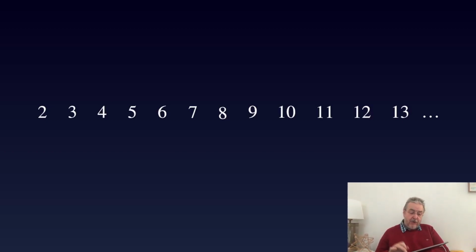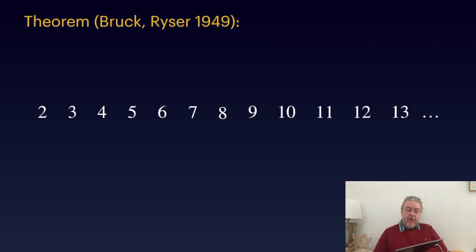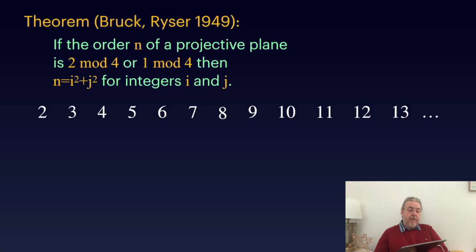Before I do that, I want to quote a really famous theorem of two people, Bruck and Ryser, proved in 1949. And they proved the following thing, which actually is a really deep theorem. If the order, let n be the order of a finite projective plane, is either 2 modulo 4 or 1 modulo 4, then this order can be written as the sum of 2 squares of integers i and j, where in the integers I also include the number 0. And with this knowledge, let's now see what happens in those cases.